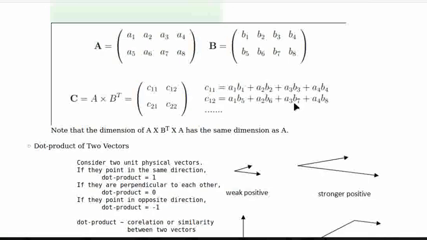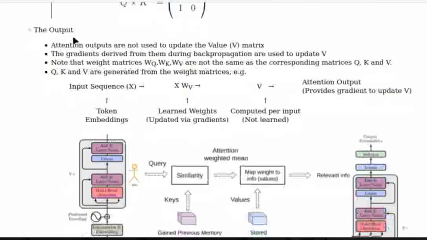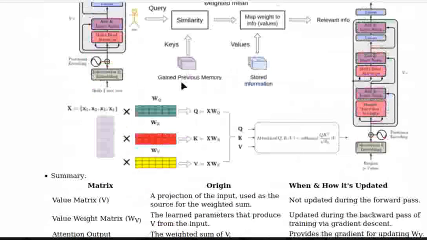The attention outputs are not used to update the value matrix WV, but the gradients derived from them during backpropagation are. The value matrix is a learned parameter that is updated only during the backward pass, just like any other weight matrix in the network. In the standard self-attention mechanism, that is, the scaled dot product attention, we have three key matrices for each input: query, Q, key, K, and value, V. They are created by multiplying the input embeddings by their respective learned weight matrices WQ, WK, and WV, as shown in this figure.